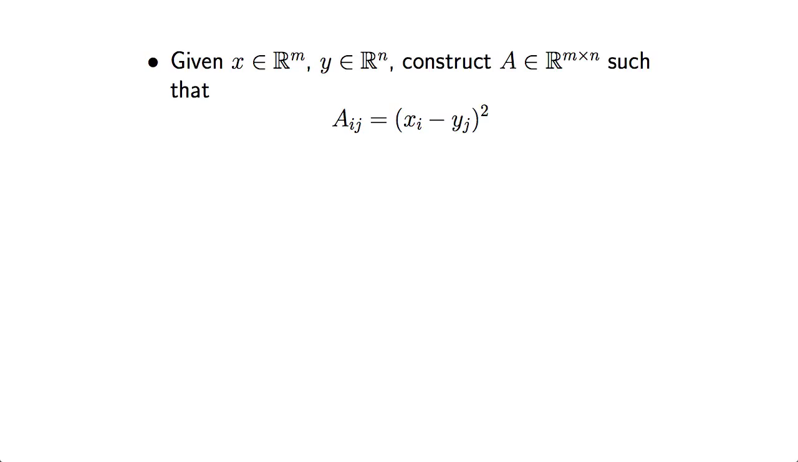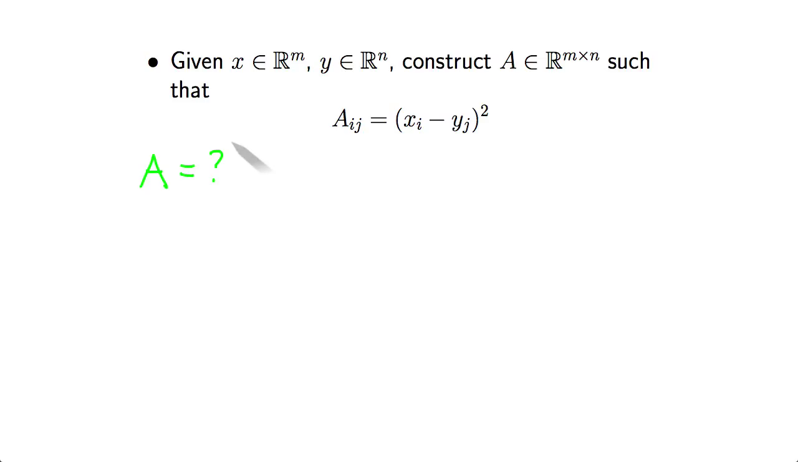The question now is, how can we write this as a single matrix expression for A? In other words, how can we write A is equal to something without resorting to writing it index by index?